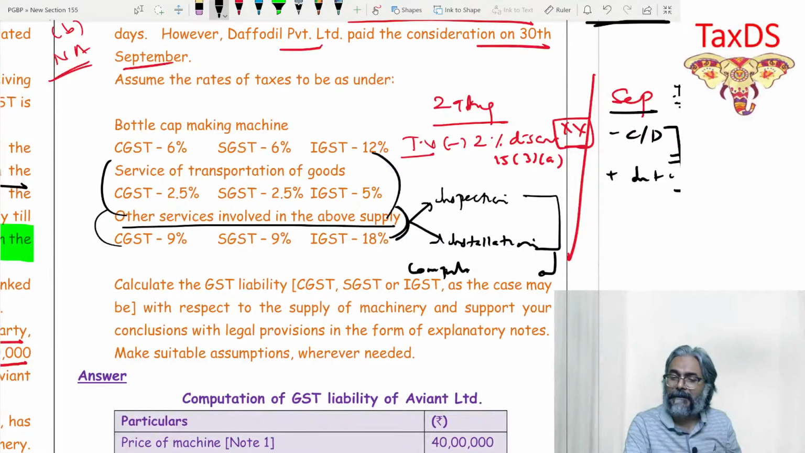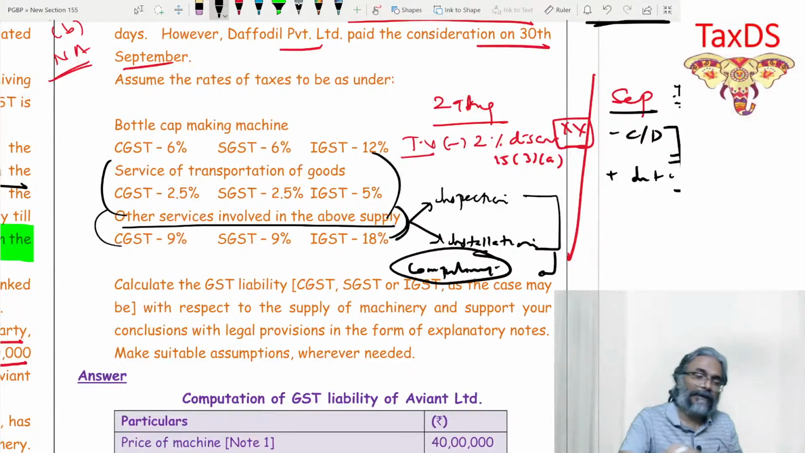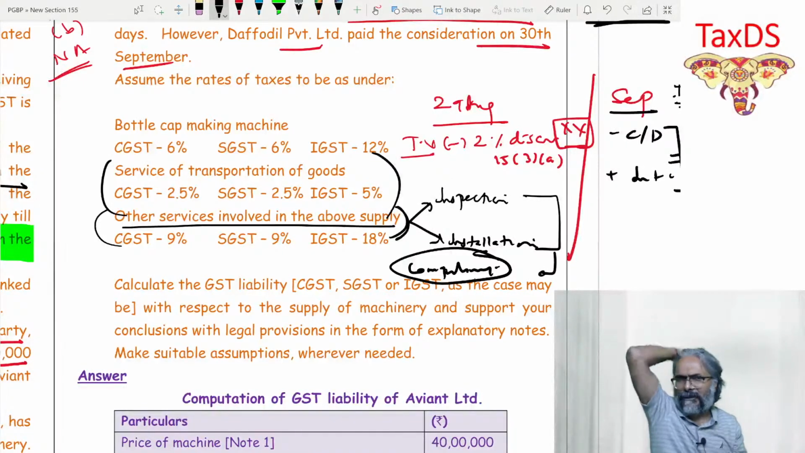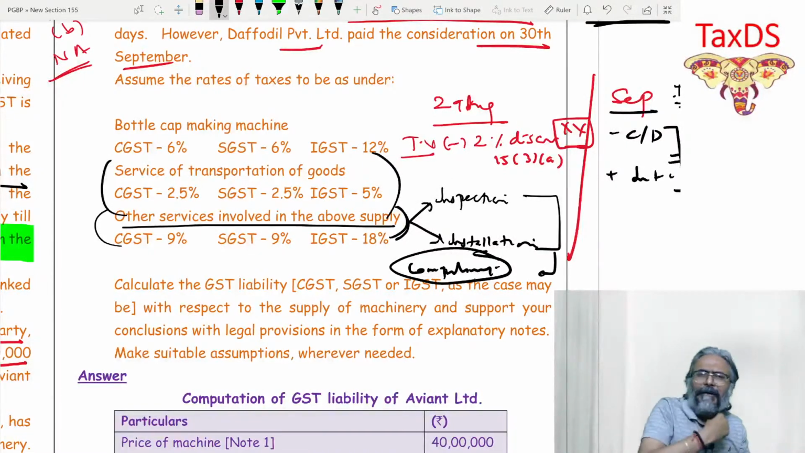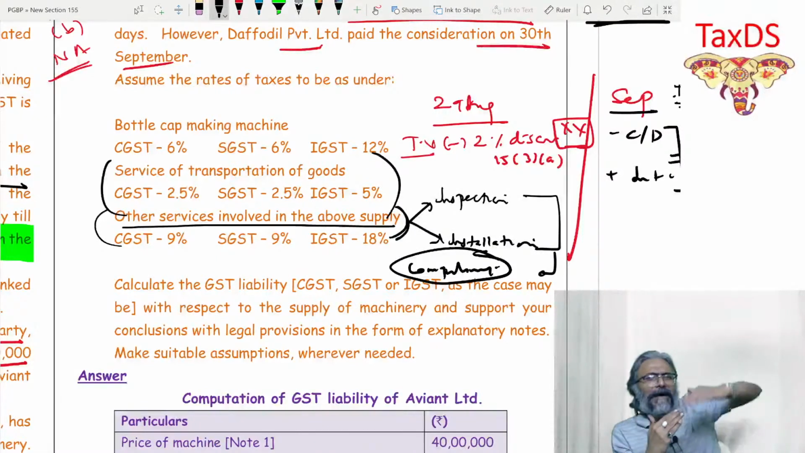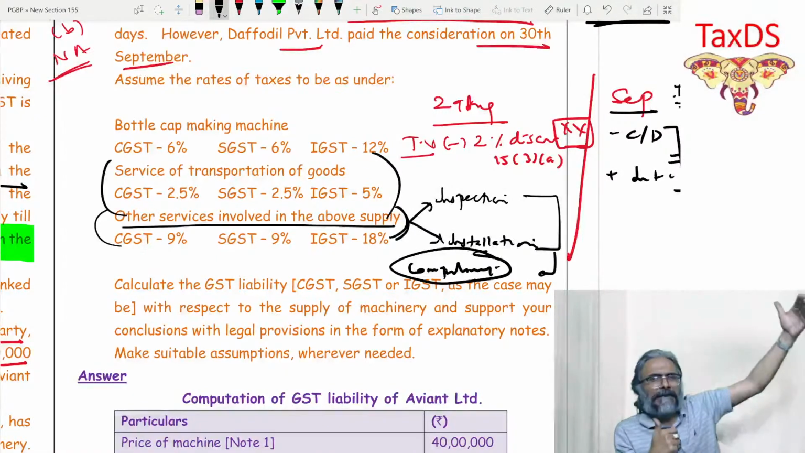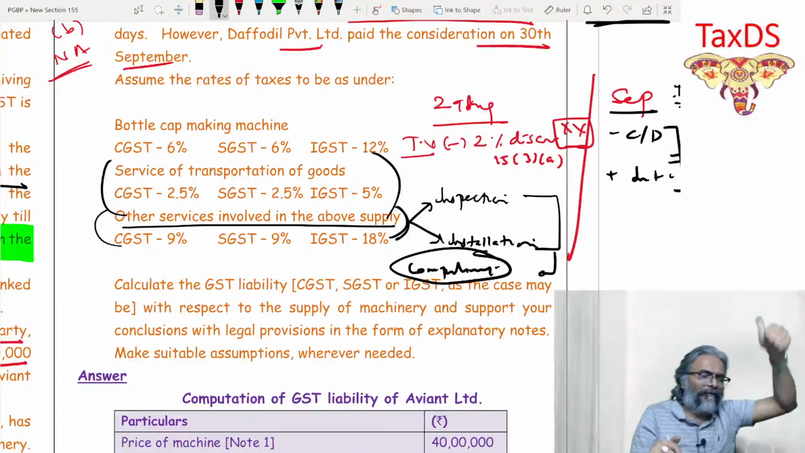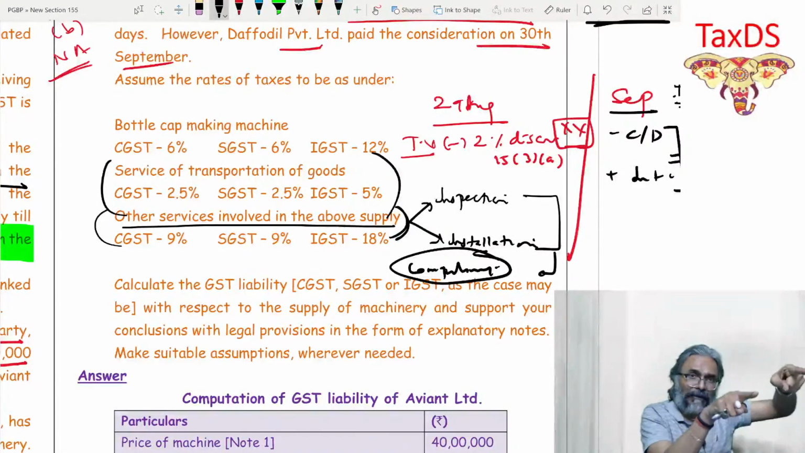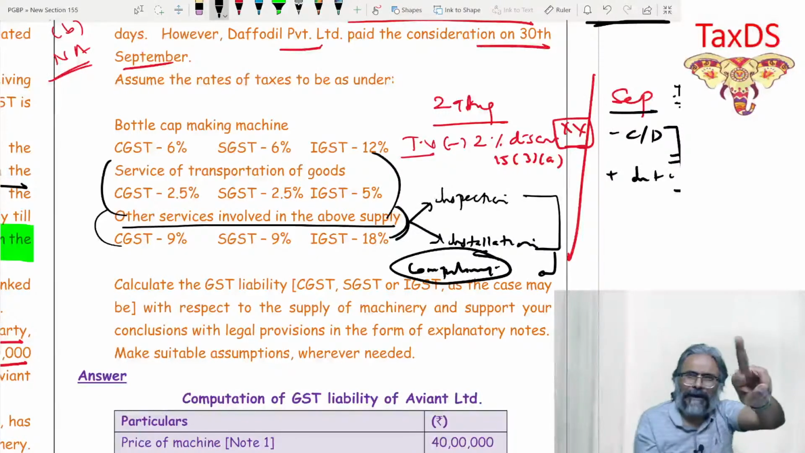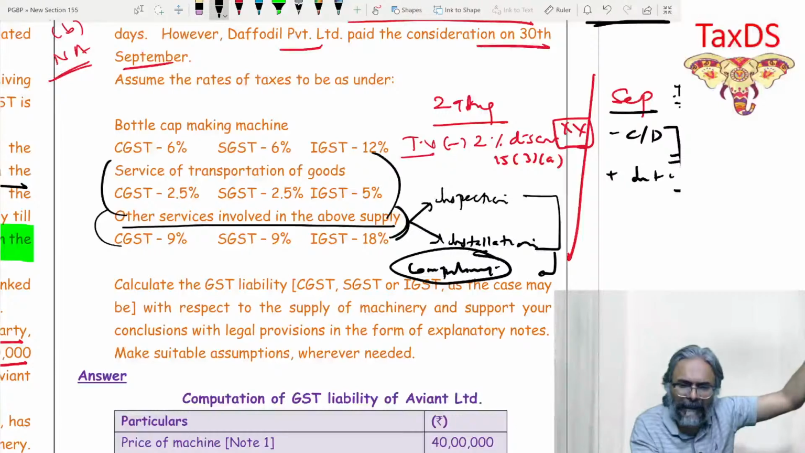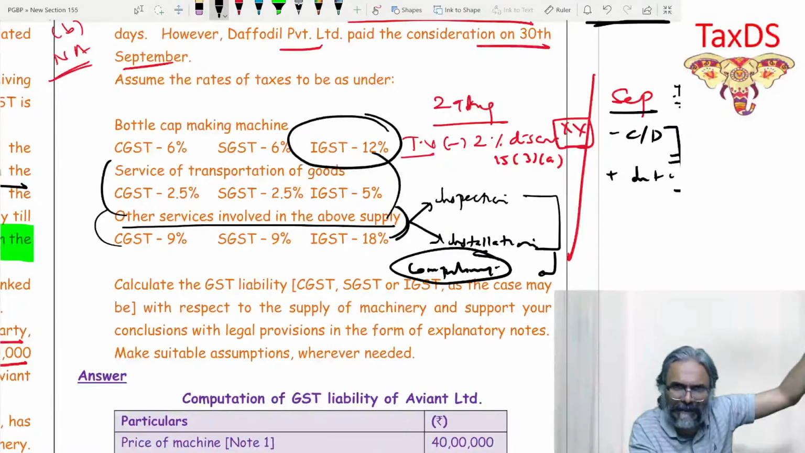Which was a compulsory supply in this context? We already discussed now. One was inspection, other was installation. Now you tell me, for supply of machinery, minus discount, add subsidy. For the supply of machine you will apply minus discount, add subsidy. You are getting a 2 lakh subsidy. So minus discount, add subsidy, you will apply 12% IGST.